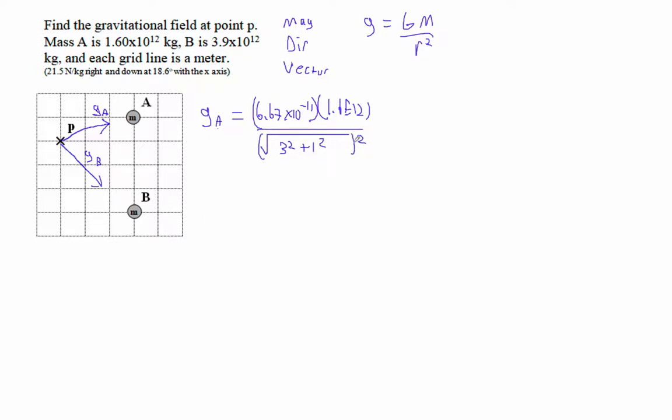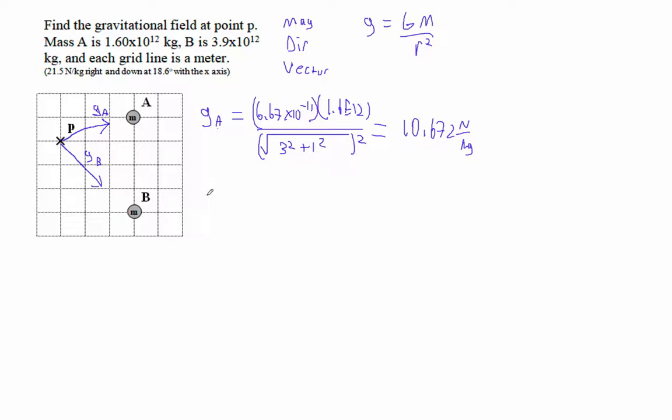Okay, now remember the squared gets rid of the radical, so you don't really need to do the square root when it's squared like that. Okay, so let's figure this out. 6.67 e minus 11 times 1.6 e12 divided by parentheses 3 squared plus 1 squared, end parentheses. 10.672 newtons per kilogram. Okay, and we'll have to figure out the angle here in a second.